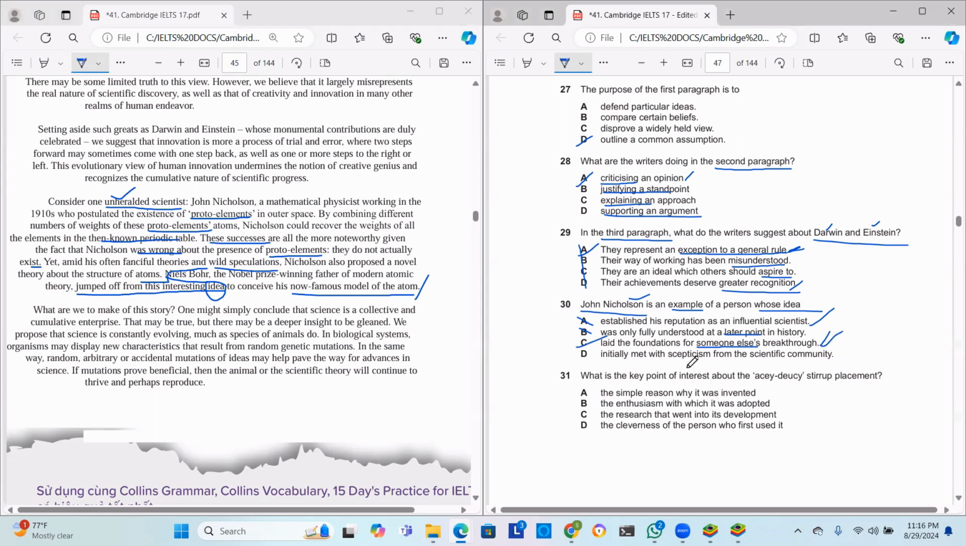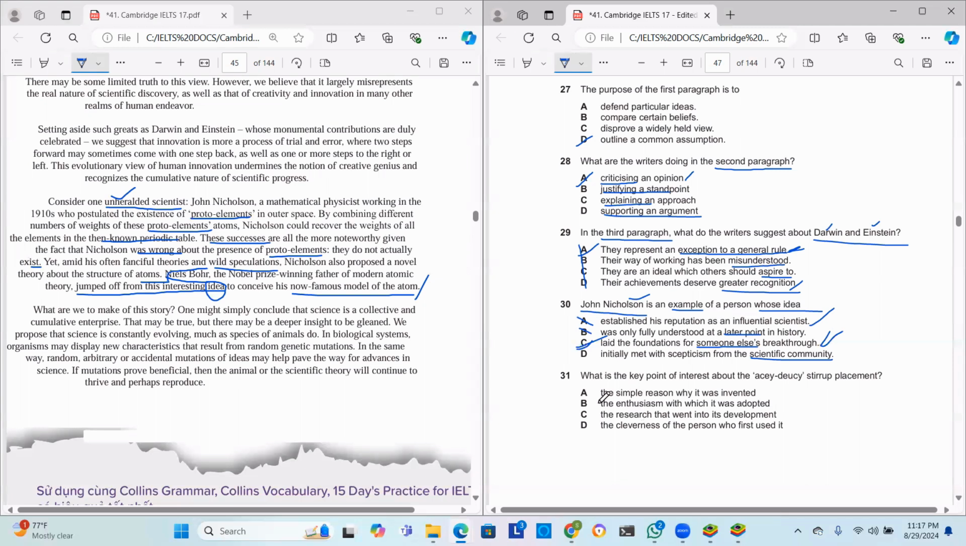Initially met with skepticism from the scientific community. No, he did not talk about any scientific community, anything like that, right? So clearly C is the right answer, guys. Okay. So yes, this was easy. All right.